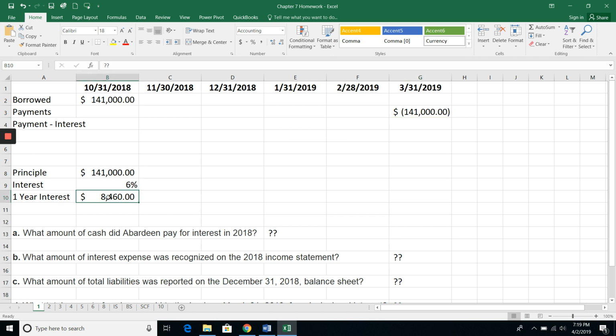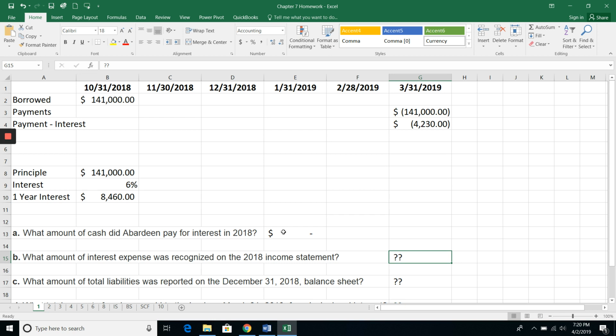Here you can see that I've calculated the interest for 1 year, which is $8,460. This particular note payable is 1, 2, 3, 4, 5, 6 months. So the payment required is only going to be half of 1 year, or $4,230. But that payment of interest is not due until March 31, 2019, when the loan actually matures. So the interest that we're going to pay in cash in 2018, that's going to be zero.